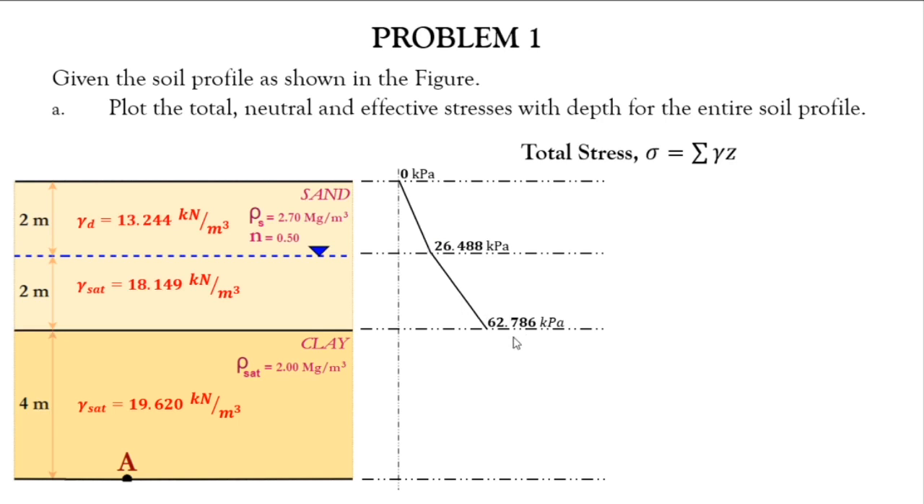And lastly, for our last layer, to get the total stress at this point, at the bottom, first take the total stress above this point, that is 62.786, and then just add the stress due to the clay layer. So the total stress is 62.786 plus the stress due to the clay layer, that is 19.62. The unit weight of clay times the thickness of the clay, which is 4 meters, giving us a total stress of 141.266 kilopascal.